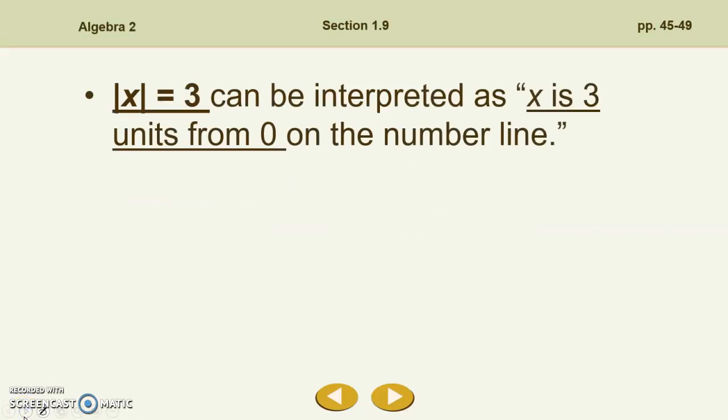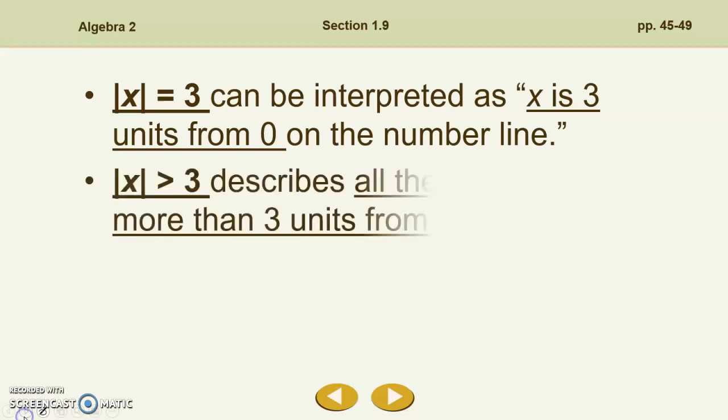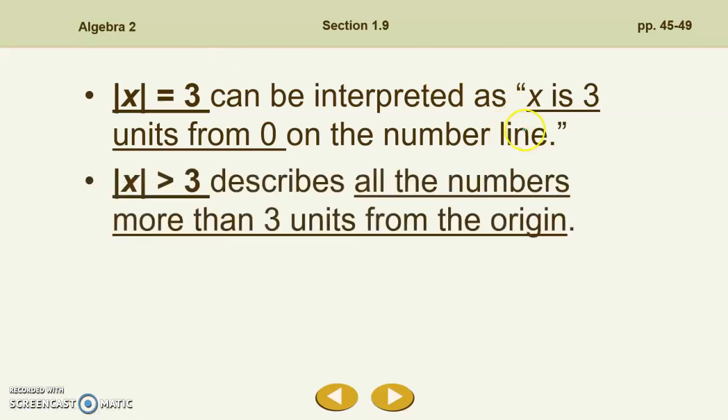Let's review absolute value really quickly. We know that the absolute value of x equals 3 can be interpreted as x is 3 units from 0 on the number line. That can be 3 units to the right or 3 units to the left. So x is either 3 or negative 3.